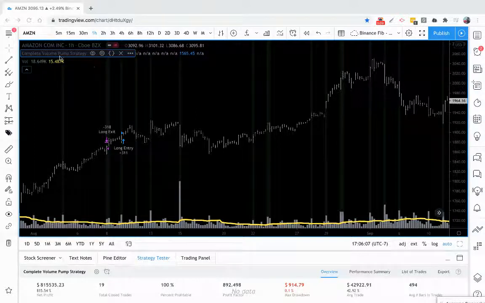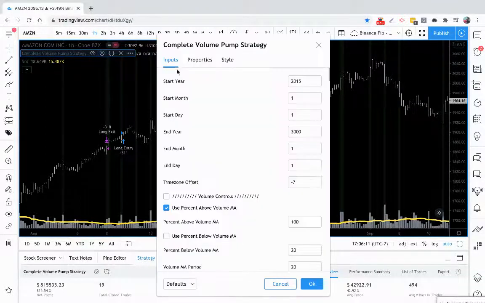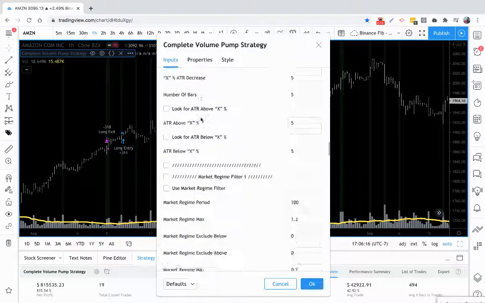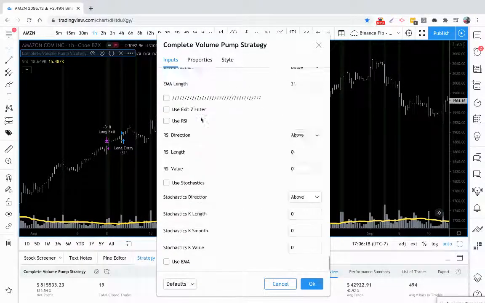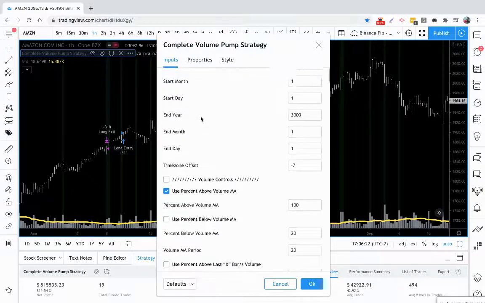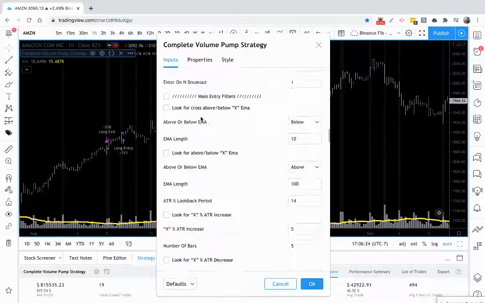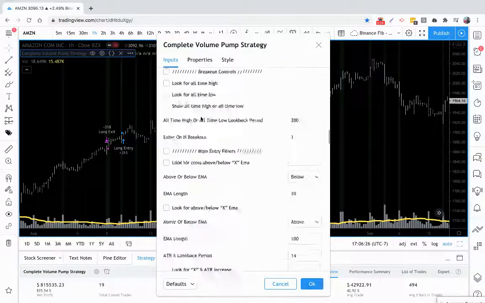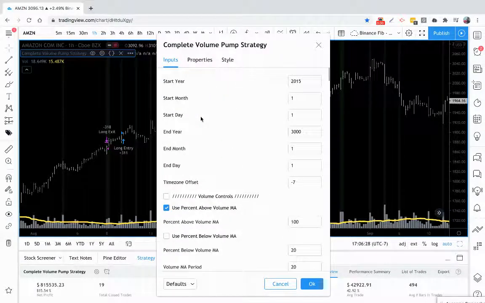Once you've added the complete volume pump strategy to your chart, your inputs tab is where you have all your strategy settings. In this video, we're just going to go over the volume controls, but there are many other settings you can use in addition to it. We just want to get you acquainted with the volume controls.